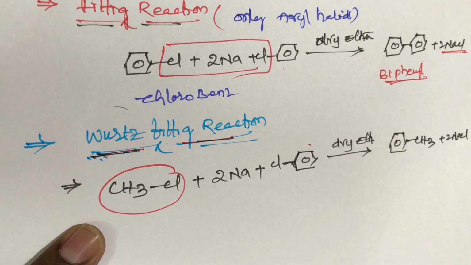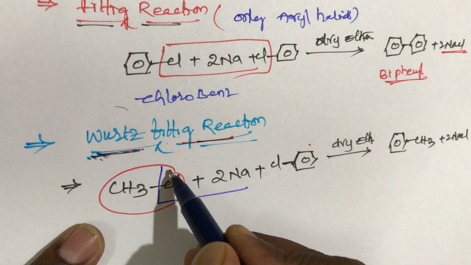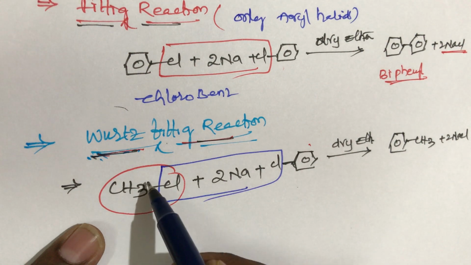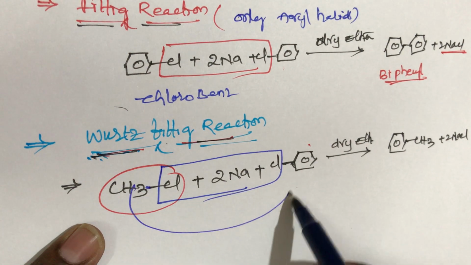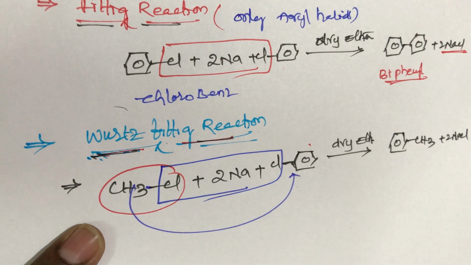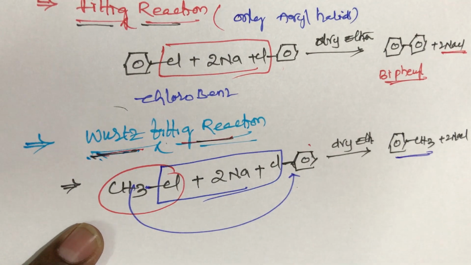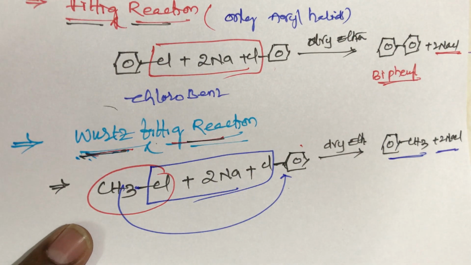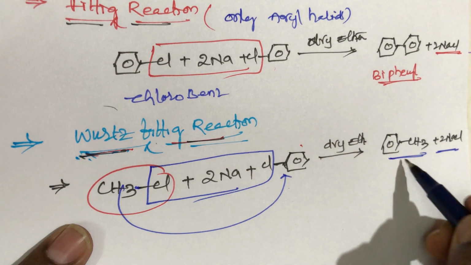So what happens in this reaction, students? Here NaCl is eliminated. We get a methyl free radical, and this methyl free radical combines with the phenyl free radical. Methyl benzene is formed, plus NaCl. So this is the main product.